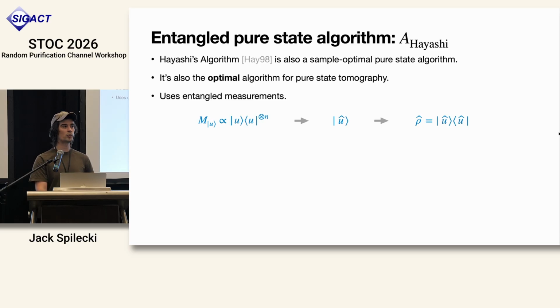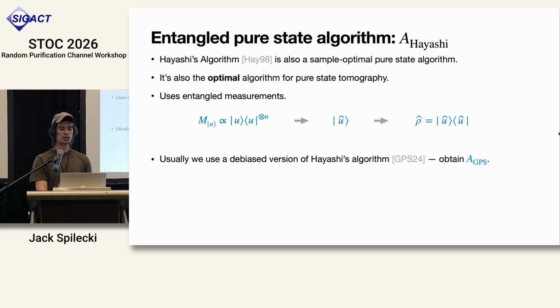Here, the POVM elements are much more strongly weighted towards returning states with good fidelity with your true state, which is necessary because you only get to do this measurement once across all of your copies. So in practice, we're going to be considering a slight modification to Hayashi's algorithm called the GPS algorithm after its finders Greer, Pishayan, and Schaefer.